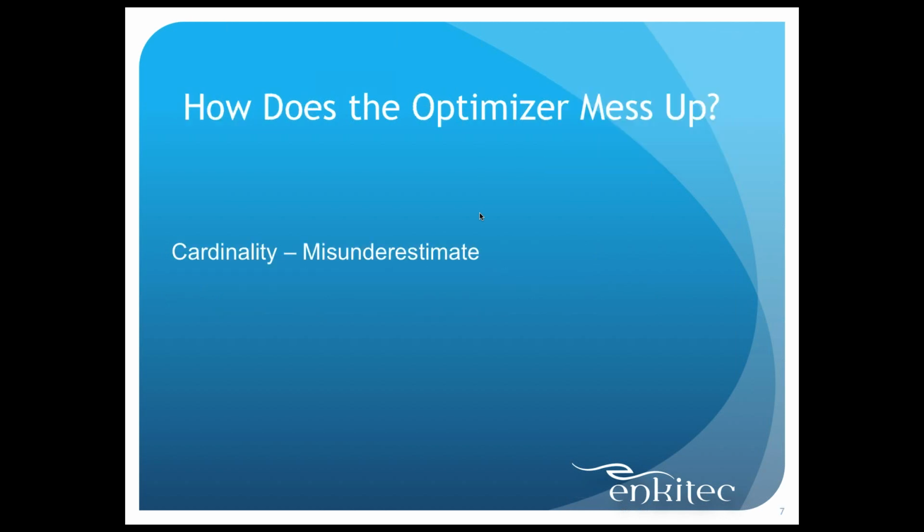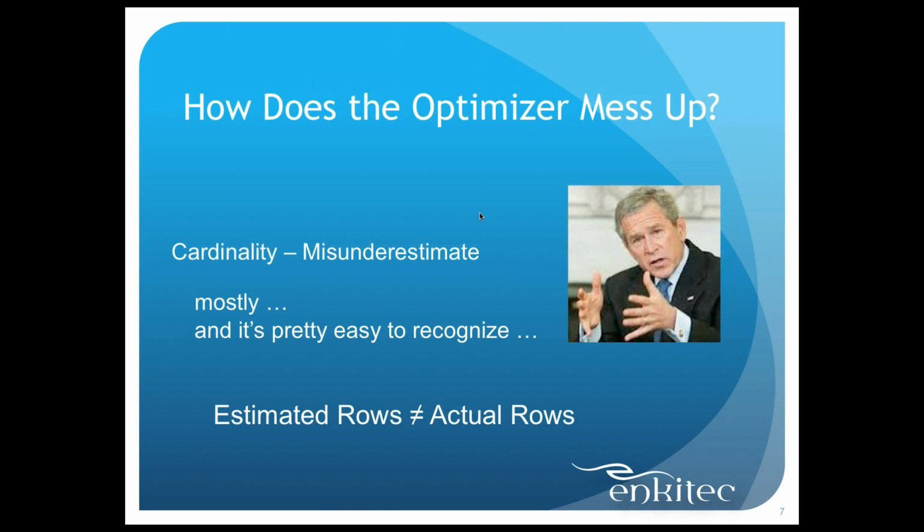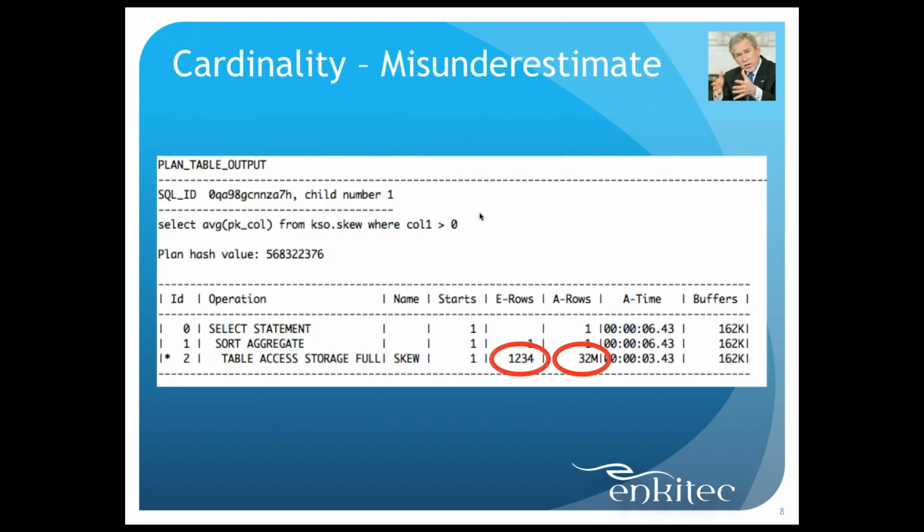So how does it mess up? Well, generally cardinality is one of the main issues. So misunderestimate, as Bush would call it. It's pretty easy to recognize, if you do a gather plan statistics or you look at a SQL monitor report, you're going to see that the estimated rows that the optimizer thought it was going to get is not equal to the actual rows that it did get. So if it's so easy to recognize, then we ought to be able to programmatically fix it. And there's just a quick example. If you did a statement with gather plan statistics and you ask XPlan to show you that, you can see clearly estimated rows was 1,234, and the actual number of rows was 32 million. So that's a problem.